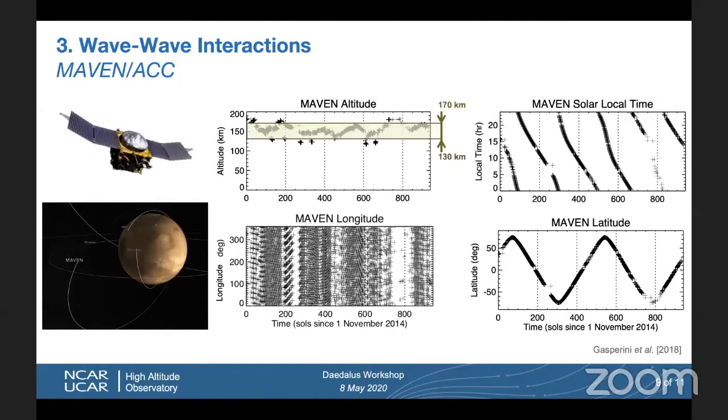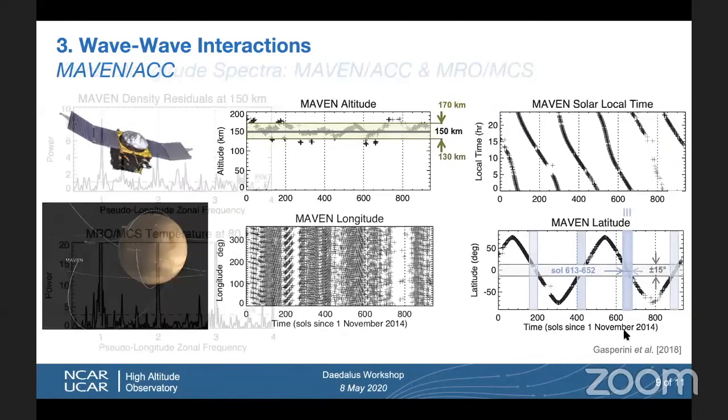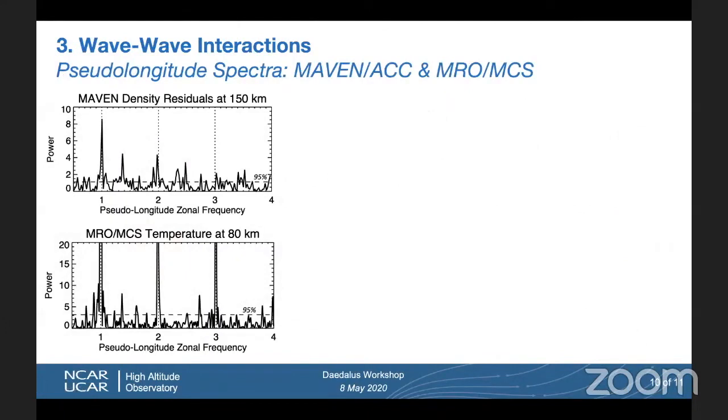The top right is solar local time, the bottom left is longitude, and bottom right is latitude. Essentially, what we have done was looking at measurements taken at periapsis between the altitude of 130 and 170 kilometers. We normalized those densities from the accelerometer on board MAVEN to 150 kilometers. And then we looked at low latitudes, plus or minus 15 degrees, that defined 4 different periods, of which only the third period we analyzed in further detail, and I'm showing results here for sols 613 to 652 in this particular period.